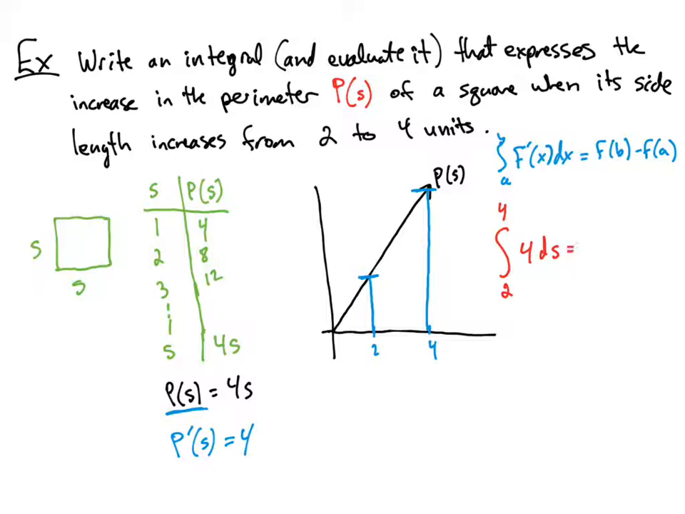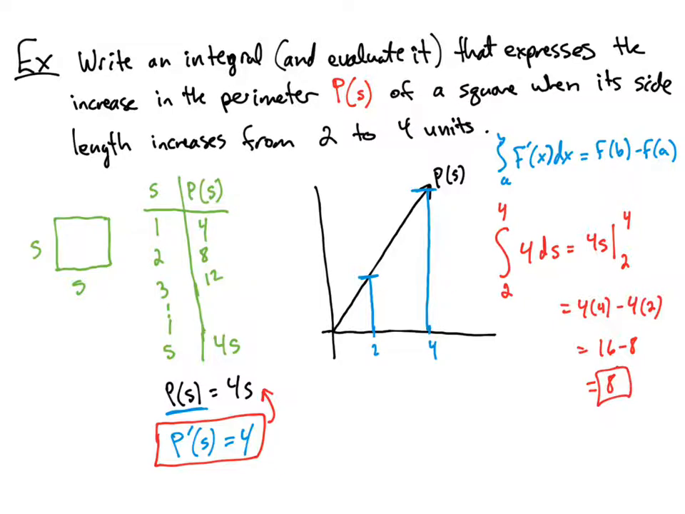When we find the antiderivative of 4, that's going to be 4s. Again, when we take the integral of this derivative, we should end up with our original function, and then we evaluate that from 2 to 4. So I have 4 times 4 minus 4 times 2, and we end up with 16 minus 8, which is 8.